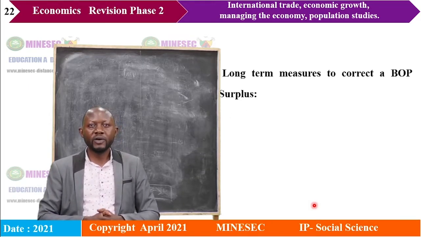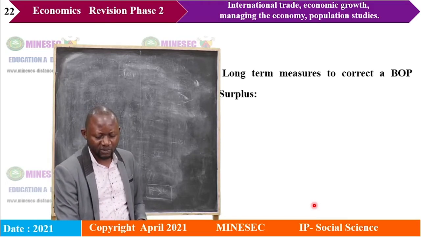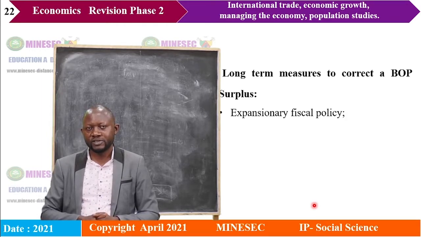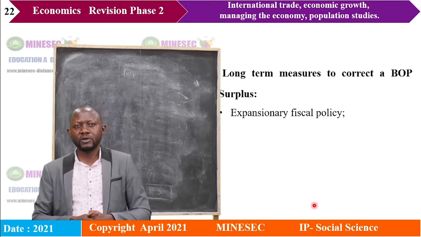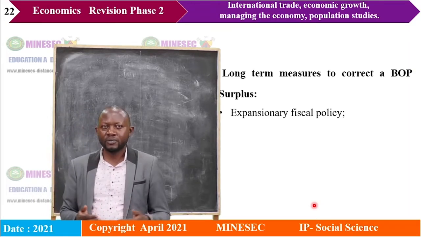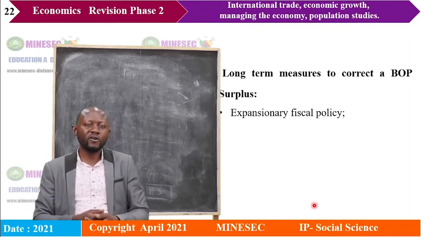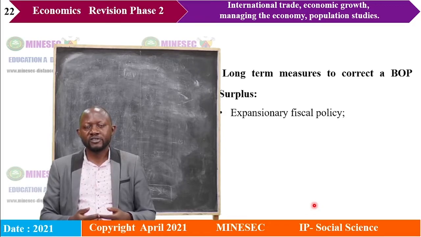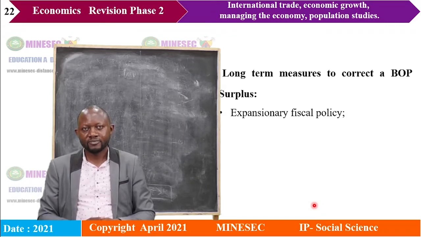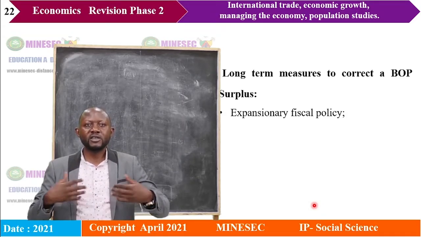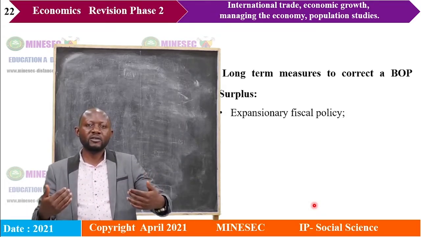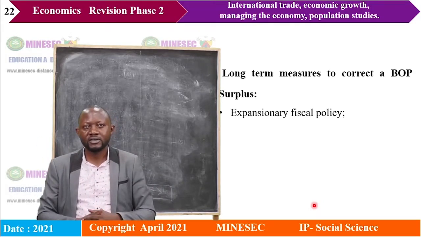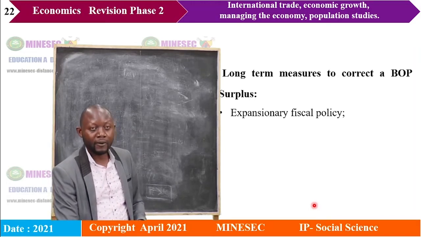Let's go to long-term measures that are used to correct the BOP surplus. We'll start with expansionary fiscal policy. An expansionary fiscal policy will entail reducing direct taxes and increasing government expenditure. When this is done, it increases aggregate demand. When aggregate demand increases, people are motivated to buy. There's an increase in the demand for imports. When imports increase, more money goes out and the surplus is taken care of.